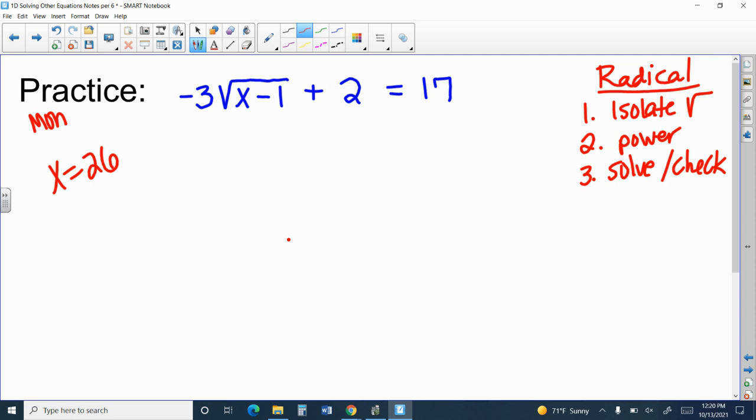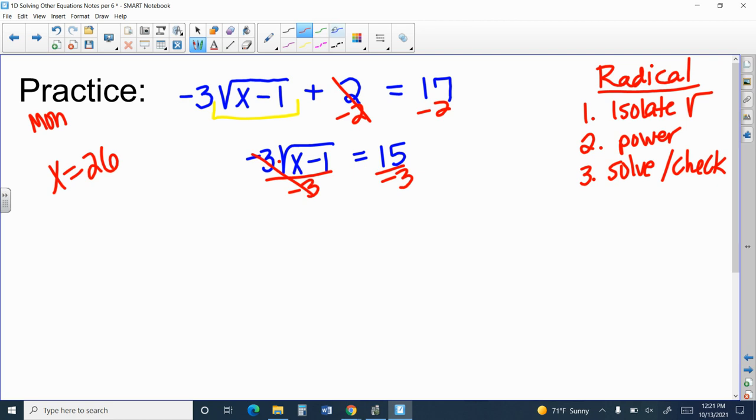Okay, so I want to go over the checking part to make sure we see how we do that. I'm just going to go through the solving real quick. We do want to isolate the radical first, so I have to get this by itself. I would subtract the 2 to get rid of this plus 2, but I still have that negative 3 in the front. This is negative 3 multiplied by the square root. So to get rid of something that's multiplied, I would have to divide. So to get rid of that negative 3, I divide both sides by negative 3. And then I have square root of x minus 1 equals negative 5.